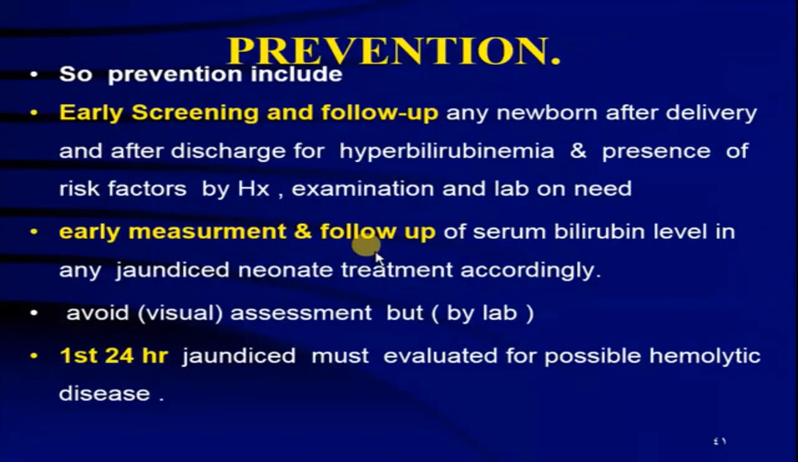So, in prevention, we should do early screening and follow-up of any newborn after delivery and after discharge for hyperbilirubinemia and for the presence of risk factors by history, examination, and labs as needed. Early measurement and follow-up of serum bilirubin level in any jaundiced infant and treatment accordingly. Avoid visual assessment; use lab assessment. First-24-hour jaundice must be evaluated for possible hemolytic disease, which is a risky and dangerous problem.